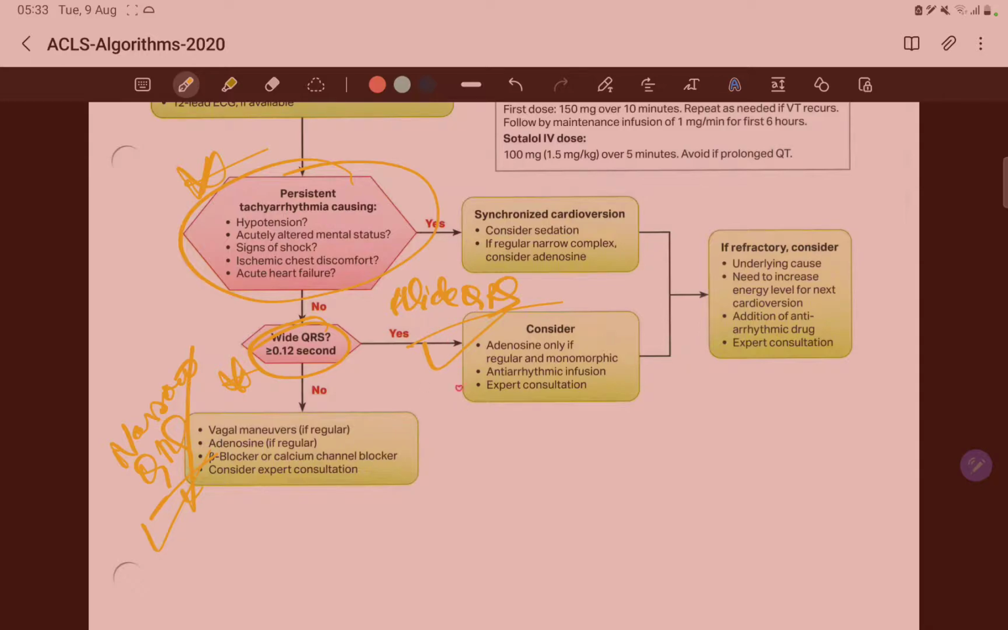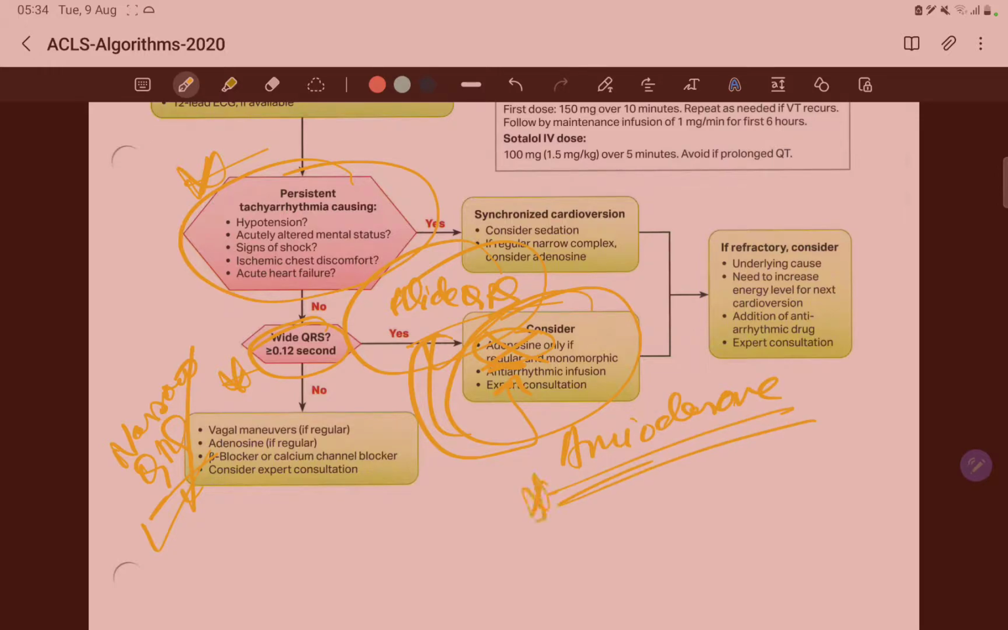Okay, now if wide and regular, we have to give adenosine. Please don't confuse. If wide is there, we give amiodarone 150 milligram directly. Okay, if wide is there, we consider amiodarone. It is a very straight concept, there should be no confusion. If you see a wide QRS complex, run amiodarone 150 milligram.